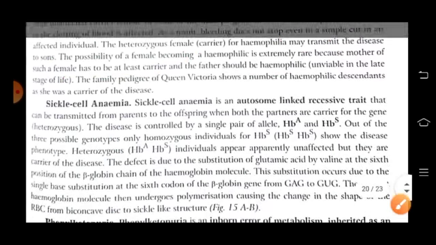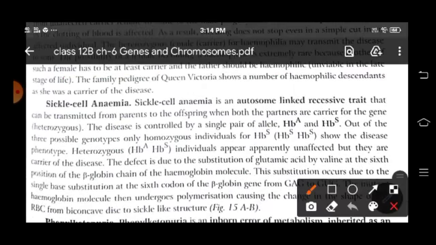Sickle cell anemia. Now, sickle cell anemia is an autosome-linked recessive trait which can be transmitted from parents to the offspring when both the partners are carriers for the gene. It is controlled by a single pair of alleles. Out of the 3 possible genotypes, only homozygous individuals show the disease phenotype.